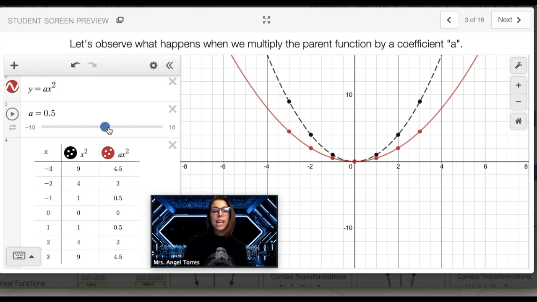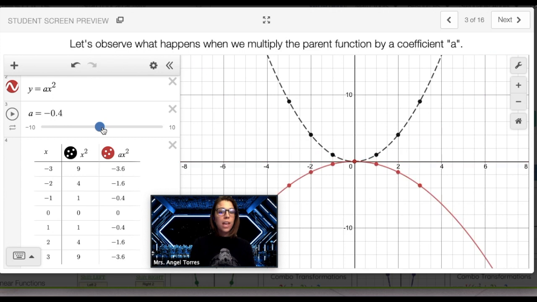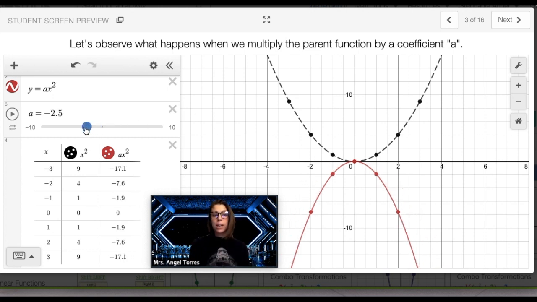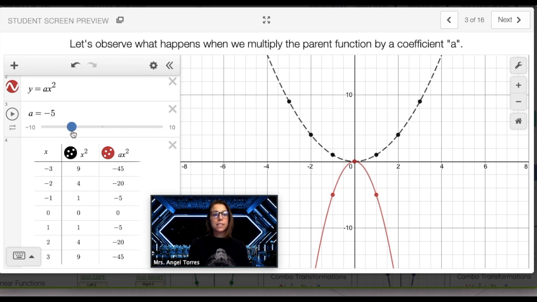The final one is what happens when I multiply by a value less than 0, a negative number. As you can see, if I just make this -1, all of my outputs have become negative because I'm taking my parent function and making them all negative. That causes your graph to reflect into the negative side of the x-axis. Now I could also, from here, stretch it by a factor of, let's say, 5.